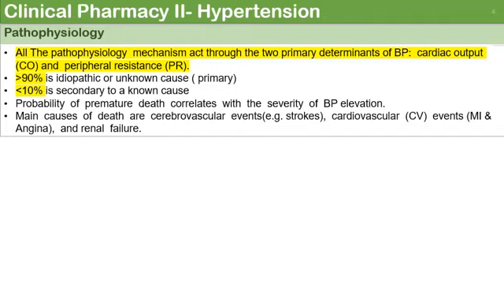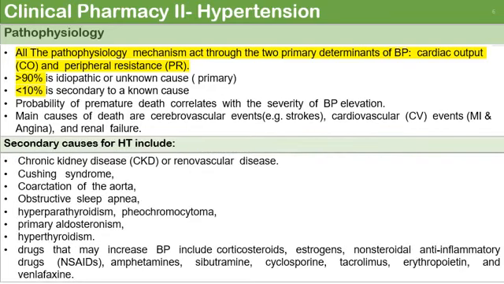The probability of premature death due to hypertension is related to the severity of blood pressure elevation. The more severely the blood pressure is elevated, the greater the risk for development of end organ damage and early or premature death. The main causes of death include stroke, cerebrovascular events due to severely elevated blood pressure, cardiovascular events like MI and angina, and then renal damage due to renal failure.